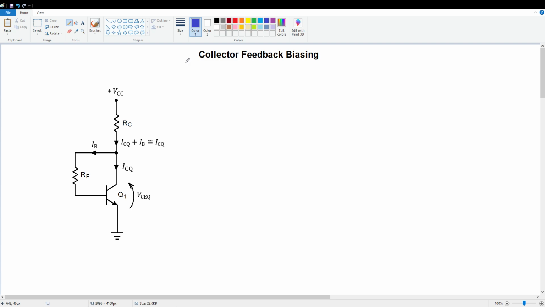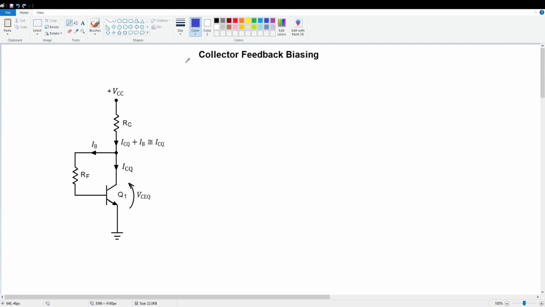Today we're going to look at collector feedback biasing. Collector feedback biasing is a pretty simple biasing arrangement. It only requires two resistors. It's not especially beta independent, but it has a couple of nice characteristics that we'll see in a few minutes.